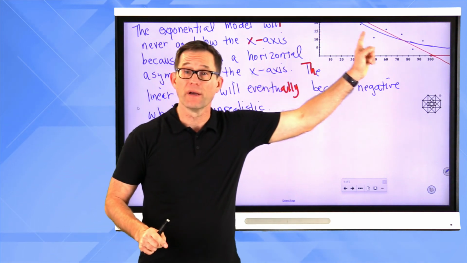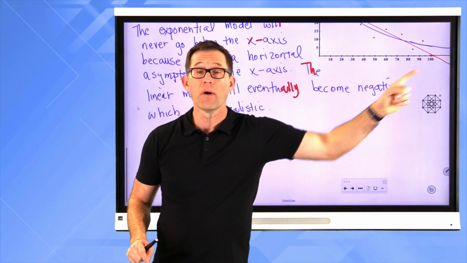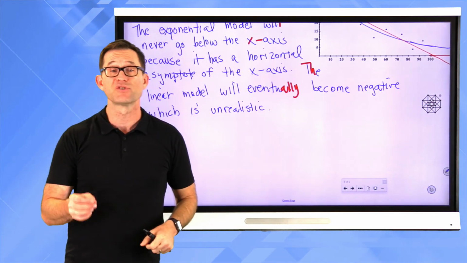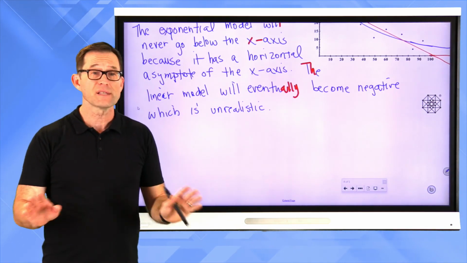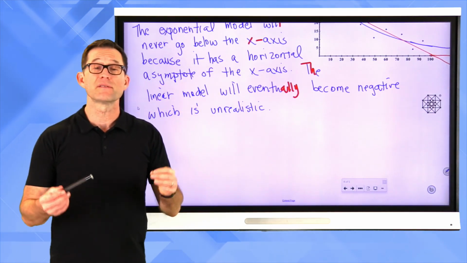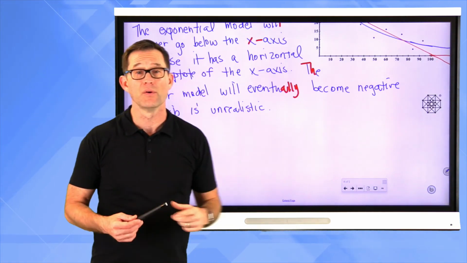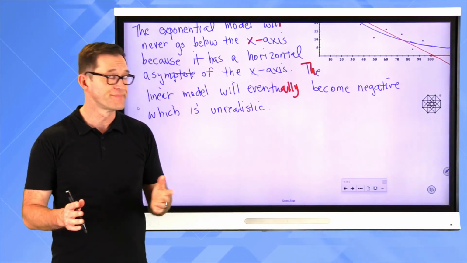But it's very clear, right? Somewhere around 100 minutes spent on social media, the linear model after that is going to predict a negative score on the quiz. The exponential model, no matter how far out you go, will never predict anything negative because it's going to flatten out the closer and closer it comes to the x-axis.